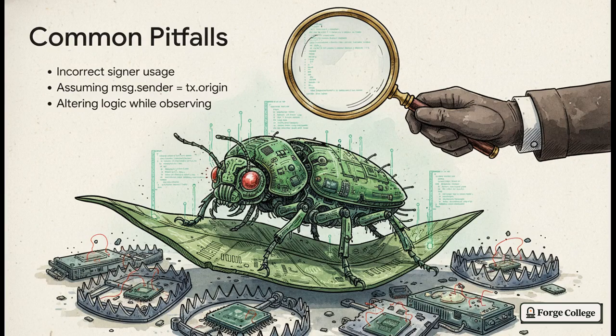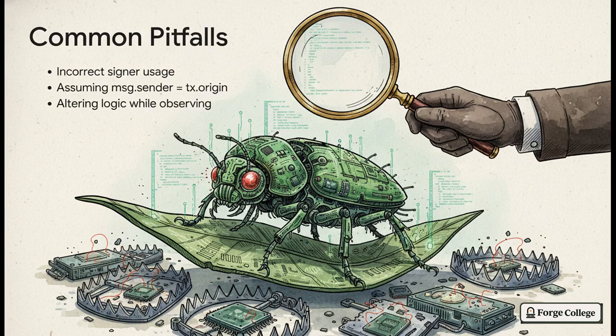There are a few common rookie mistakes we need to look out for. For instance, accidental incorrect signer usage. This happens when you deploy a contract with the wrong test account, which actually changes the stored owner and masks the vulnerability entirely. Not good.